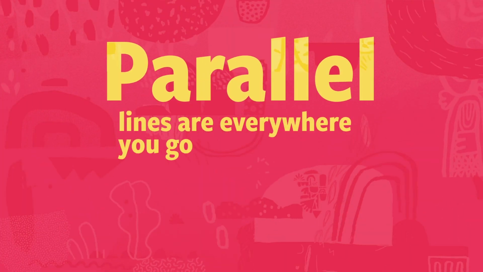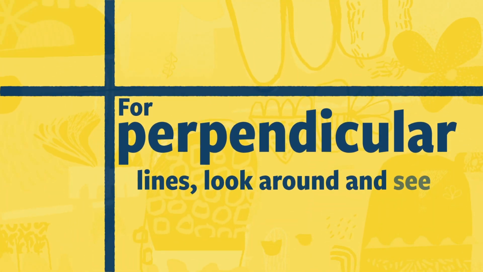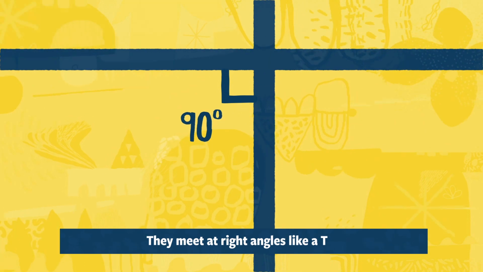Parallel lines are everywhere you go. Parallels is the clue you need to know. For perpendicular lines, look around and see they meet at right angles like a T.